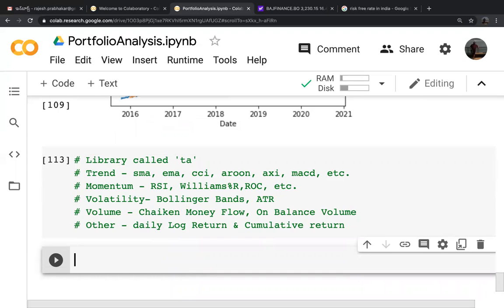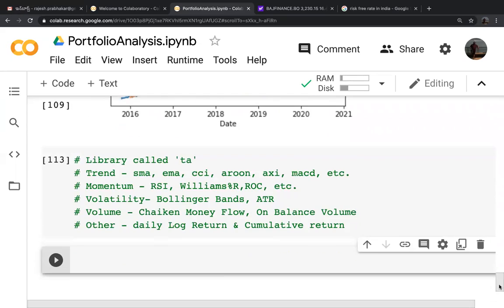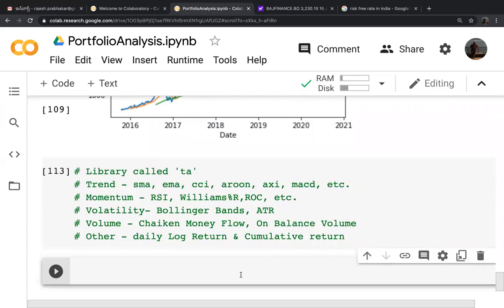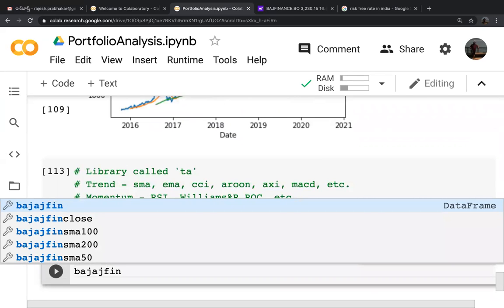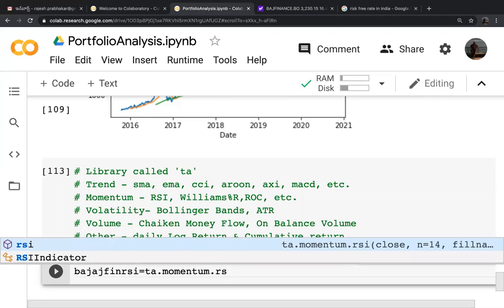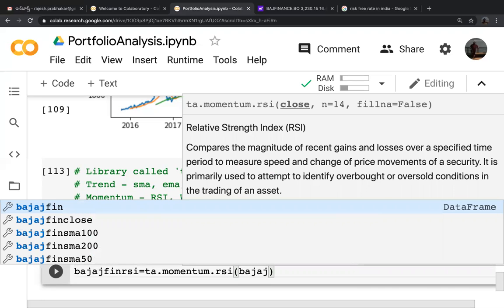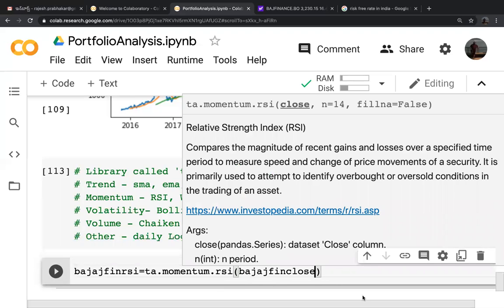Now, yesterday we have done Bajaj Fin. We have also calculated, let us say, RSI. Bajaj Fin RSI is equal to TA dot momentum dot RSI of Bajaj Fin close. That's all.